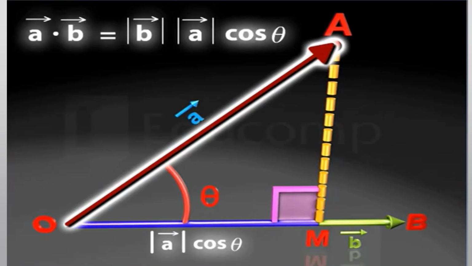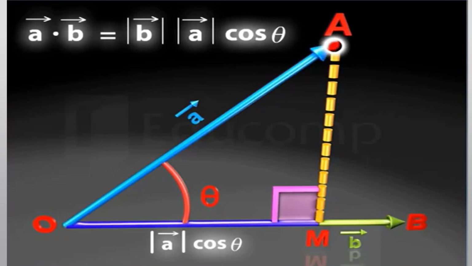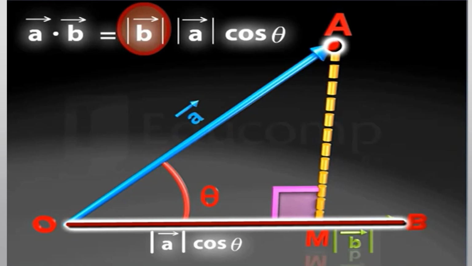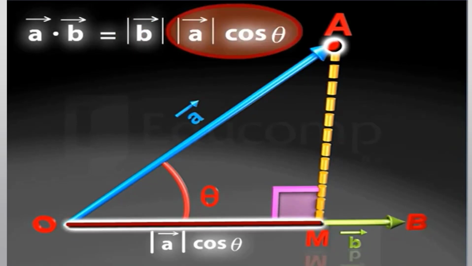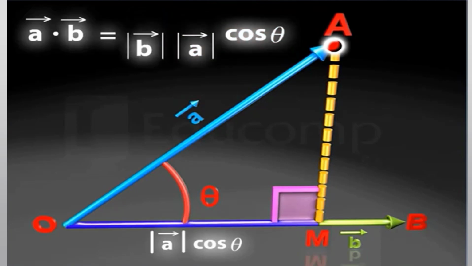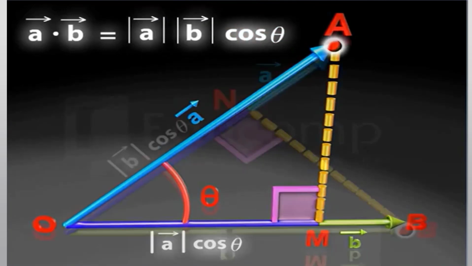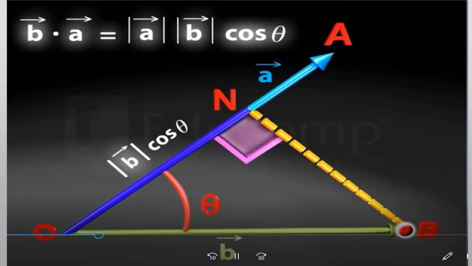That's why we say that whenever we are using the dot product, we use its horizontal component. So the magnitude of vector B multiplied by A cos theta, the horizontal component of vector A. If we interchange these two and drop the projection of vector B on vector A, we will again get the same result: the magnitude of vector A multiplied by B cos theta. Both will give us the same result. This is what we have discussed in the scalar product.